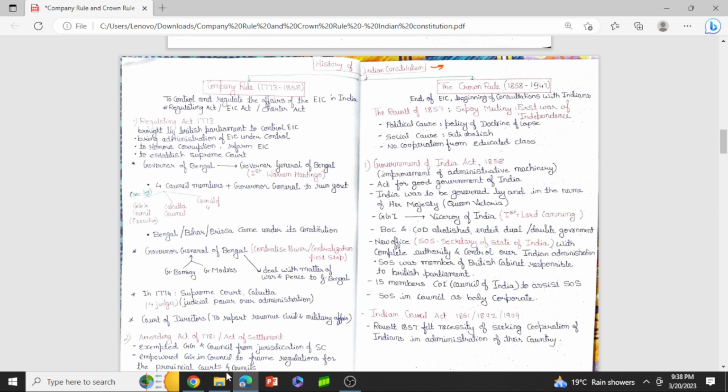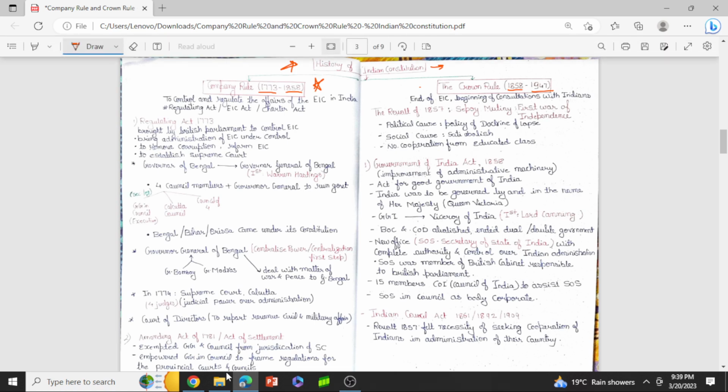Now, from here, from company rule, the history of the Indian Constitution started. So, if we have to study the history of the Indian Constitution chronologically, it can be divided into two parts: the company rule from 1773 to 1858 and the crown rule from 1858 to 1947. In this video, we are going to cover only the company rule, and in the next video we would be covering the crown rule.